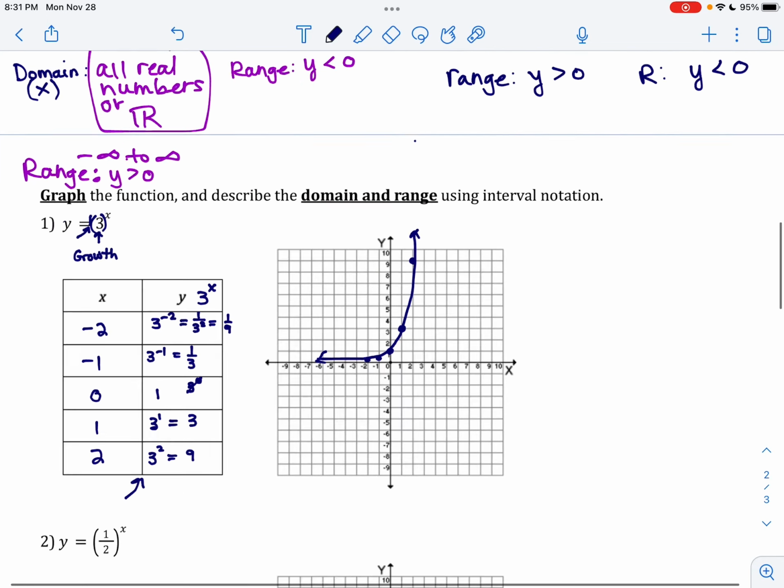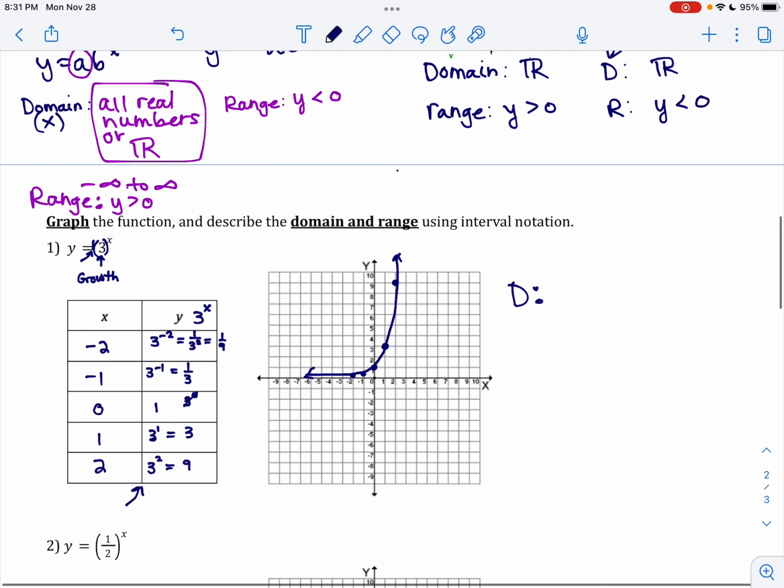All right, so now let's look at the domain. Domain is always all real numbers.